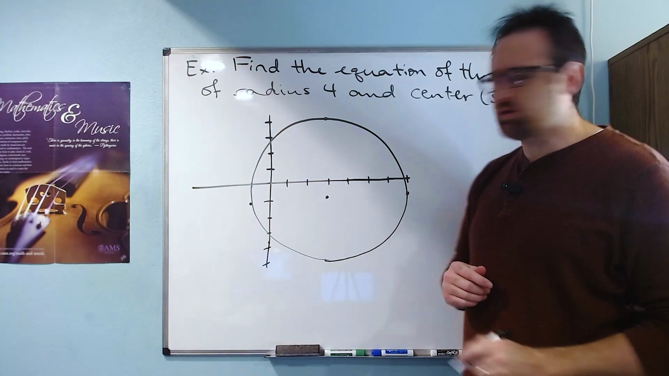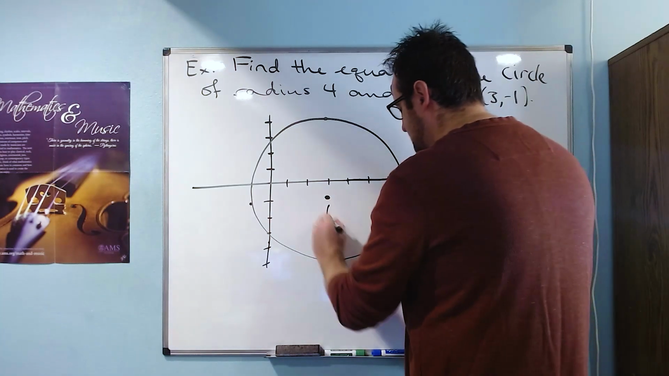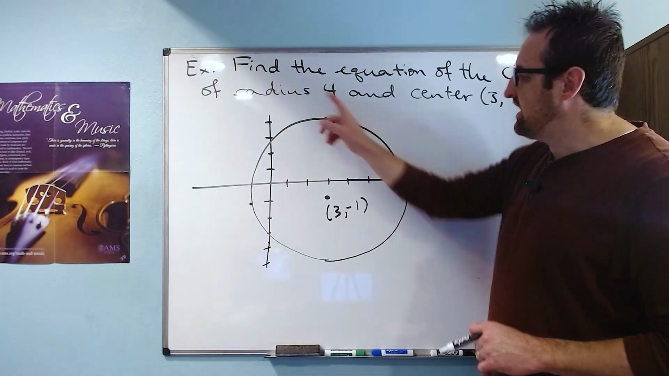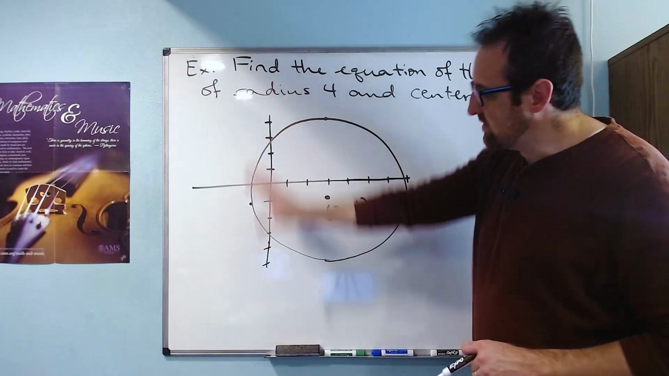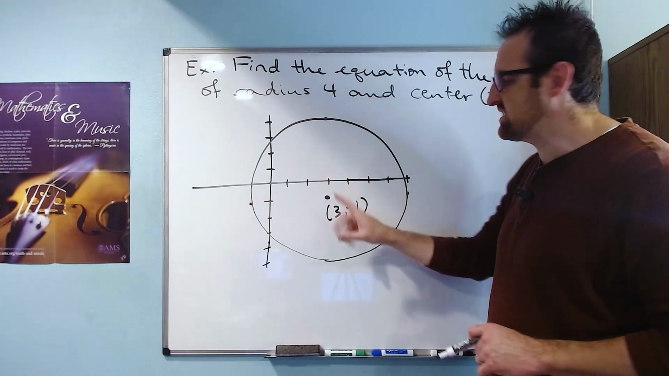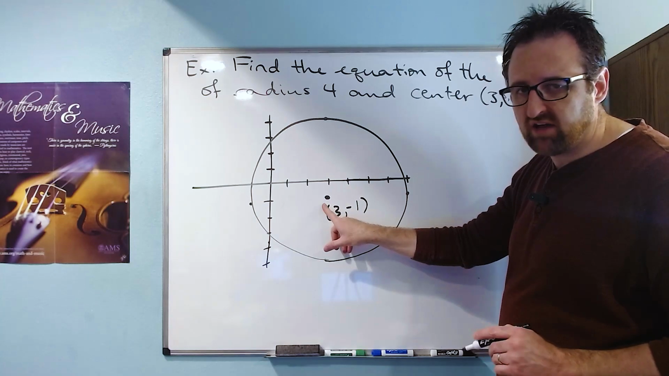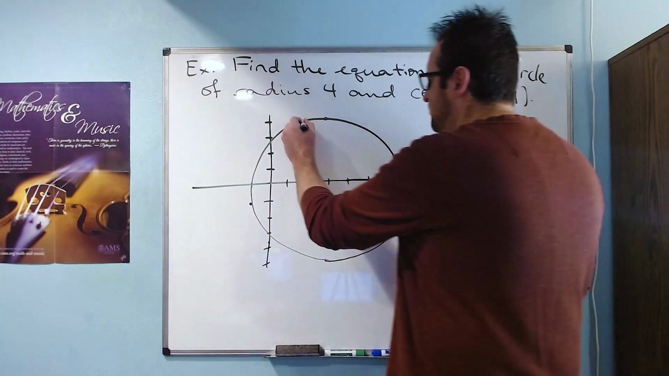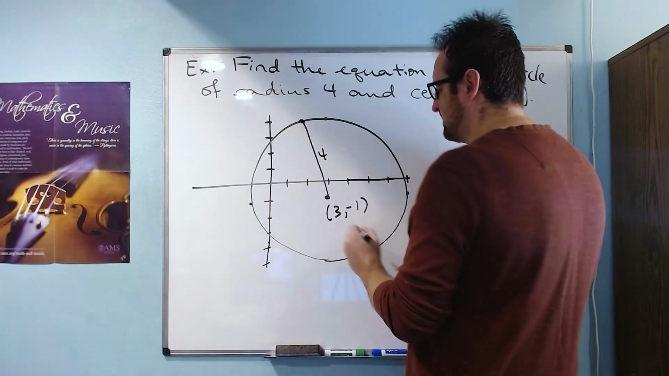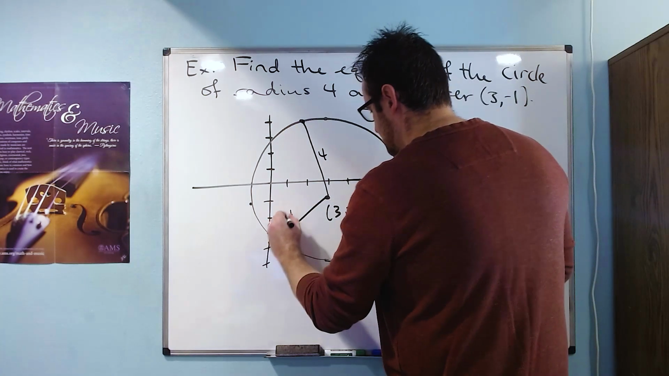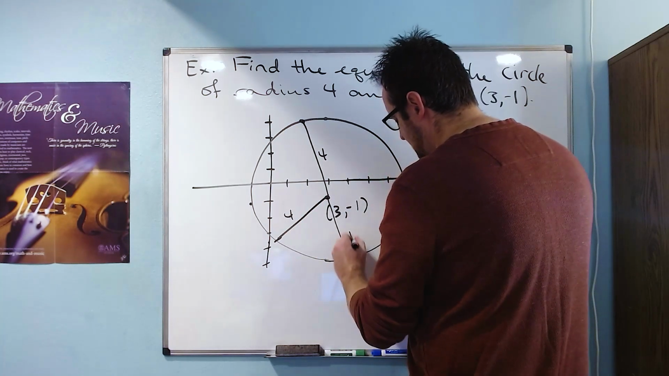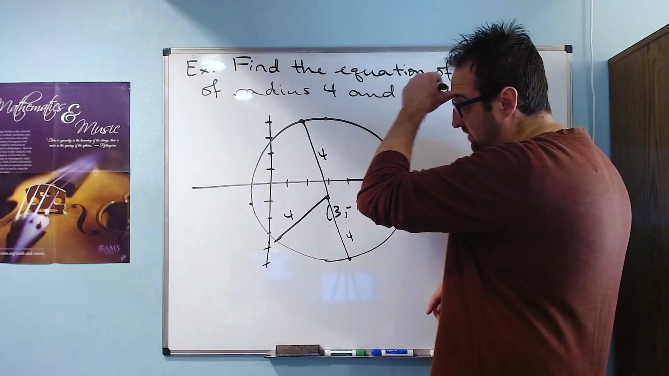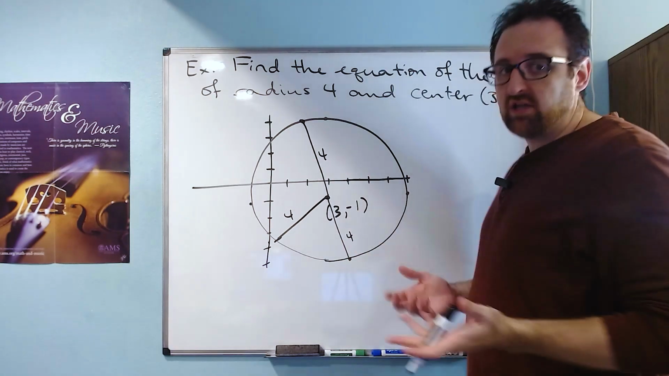So this is the circle that we're looking at. Here's our point here. That's the center of (3, -1). It has radius 4. So what this circle is, it's the collection of all points that are exactly a distance of 4 away from (3, -1). So if I pick any point on the edge, that distance is going to be 4. If I pick this point, that distance is going to be 4. If I pick that point there, it's going to be 4. All the way around.